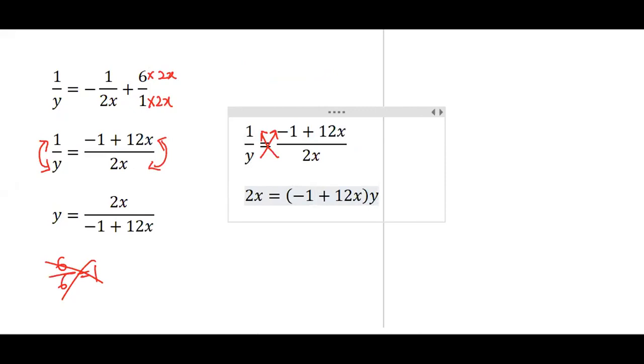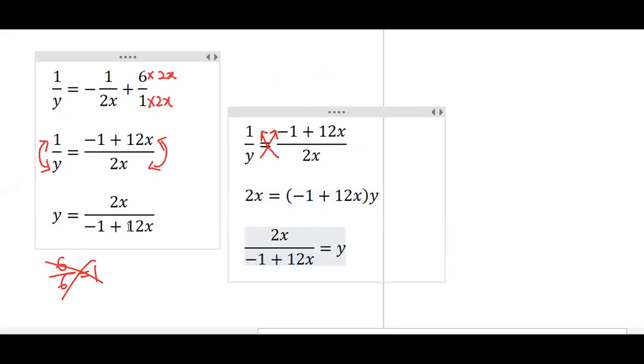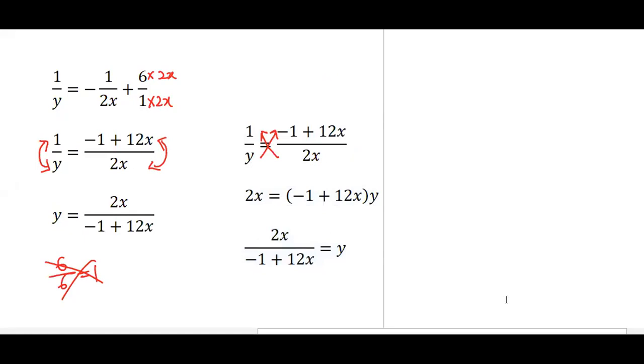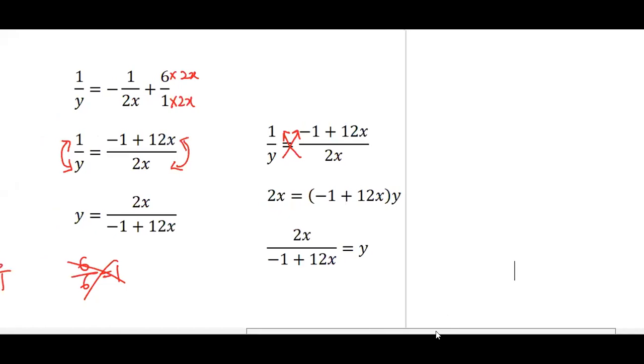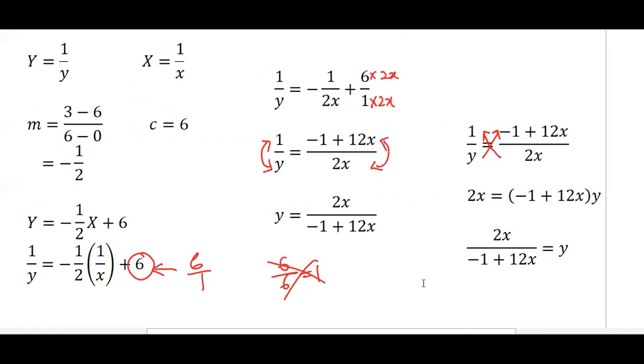Macam ni kan? So kalau saya nak cari Y, ini yang pindah ke bawah. So like 2x over negative 1 plus 12x equals to y. Same method lah. Same answer, bukan same method. If times y square, it will be super complicated. So don't times y square. Jangan darab y square ya. Sangat kamu tak dapat cari ini juga. Unable to get this one.